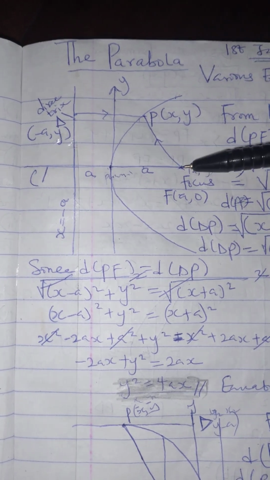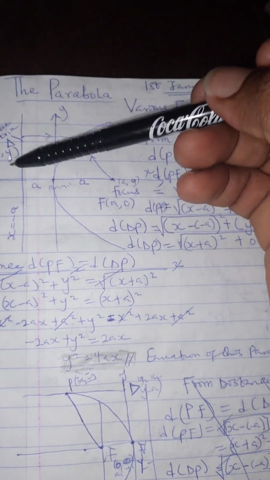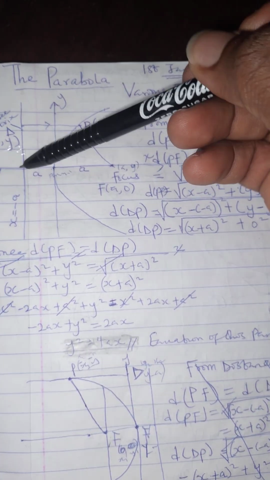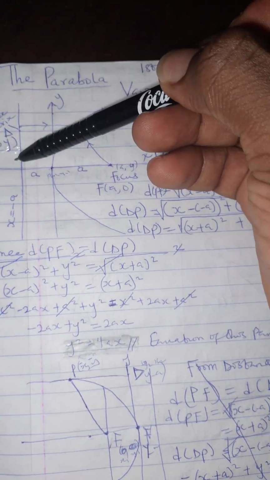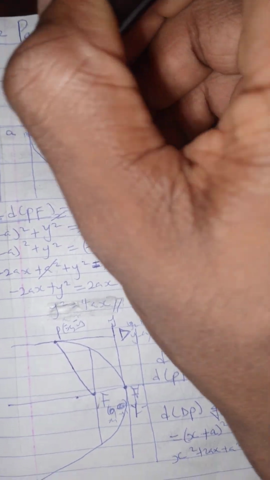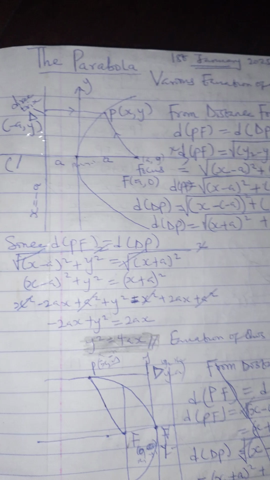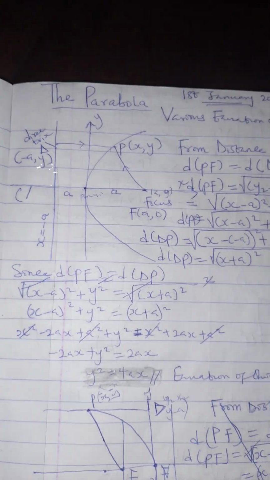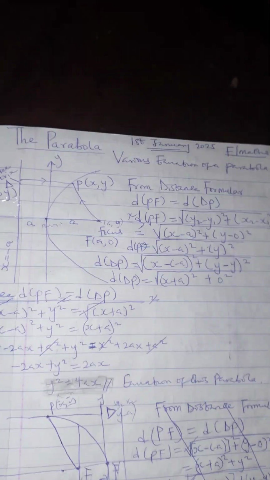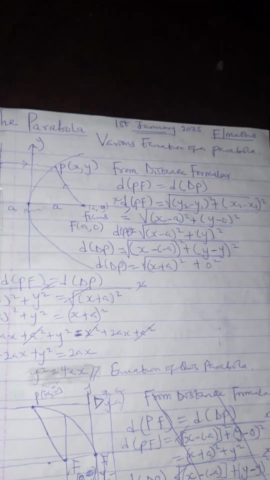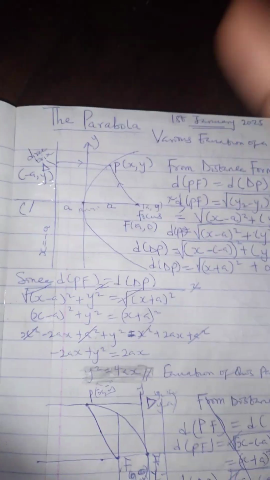Then, sorry, this is the axis that is perpendicular to the directrix, and it's symmetrical at this point, and it passes through the focus. This is the focus. Now we want to get the equation of the parabola, because different types of parabolas have different equations.